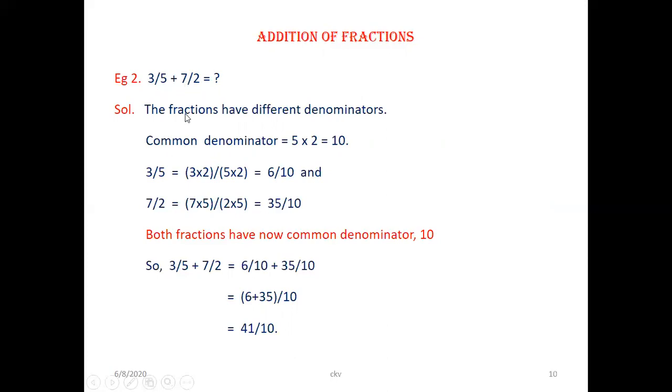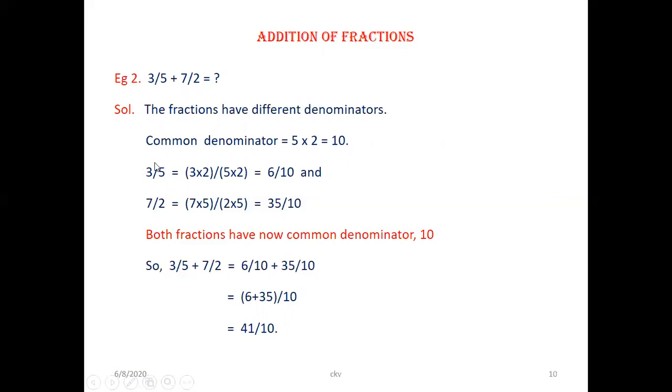Now this is the other way. What you have to do is multiply the denominators here. 5 into 2 is 10. So now you have to see that both the fractions have 10 as the denominator, which is the multiple of the denominators. In the first step I multiplied the denominators, that is 5 into 2, which is 10. So now your aim is to get 10 as the denominator in both the fractions.